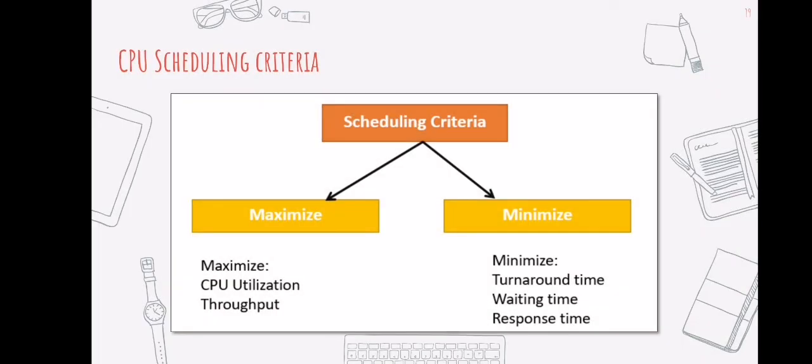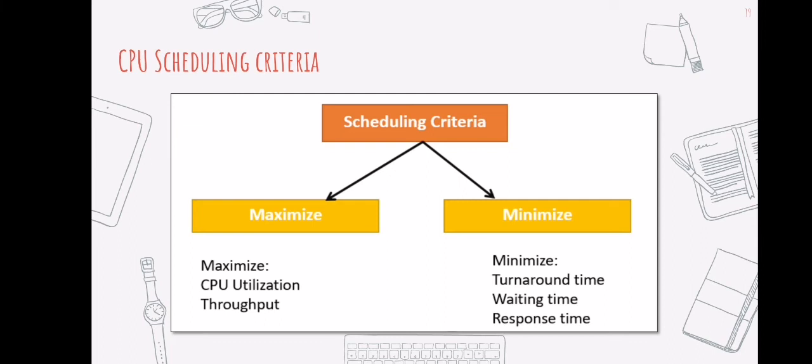Now, a CPU scheduling algorithm tries to maximize and minimize the following. The first is maximize. So we maximize the CPU utilization and the throughput. CPU utilization is the main task in which the operating system needs to make sure that the CPU remains as busy as possible. It can range from 0 to 100%. However, for the RTOS, it can range from 40% for the low level and 90% for the high level system.